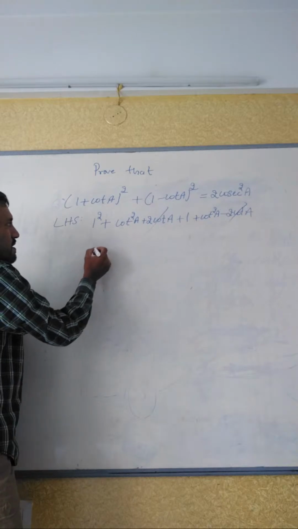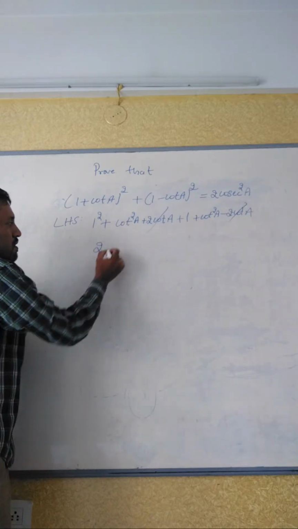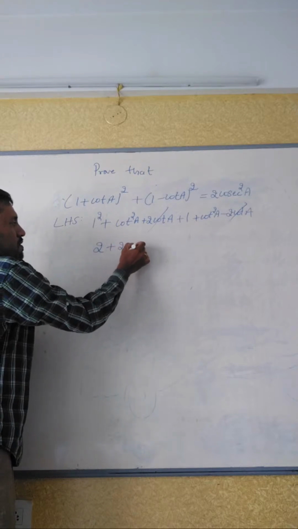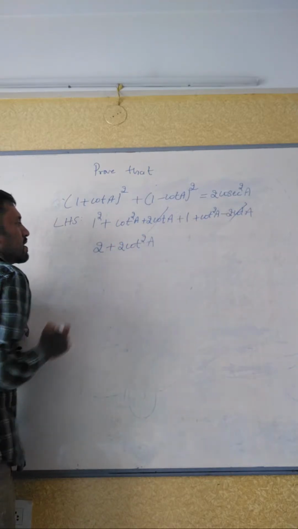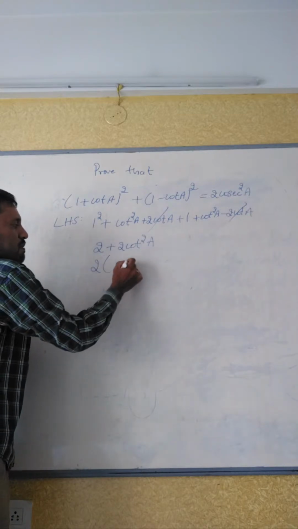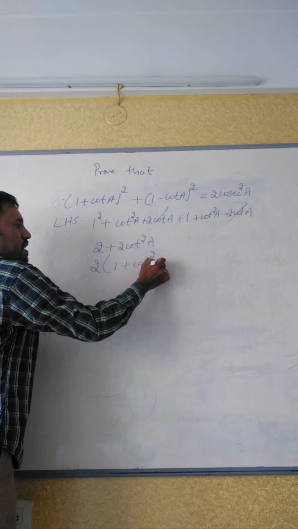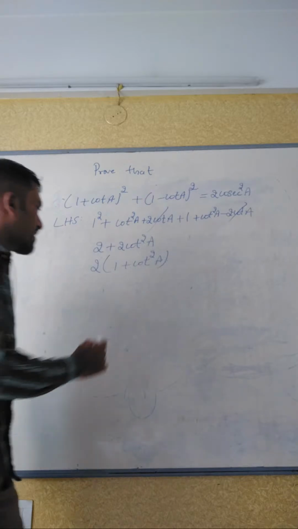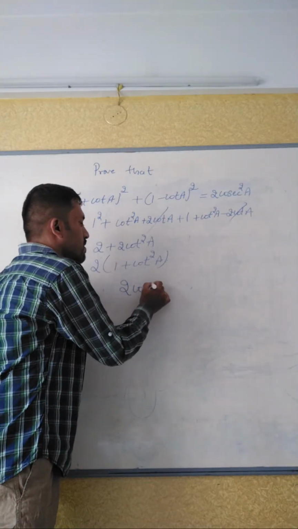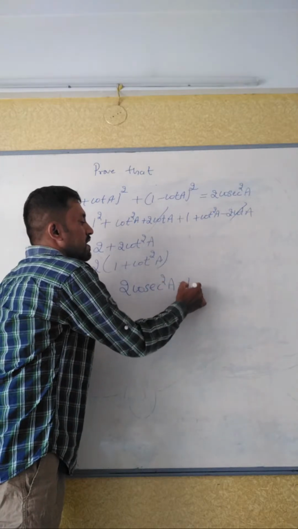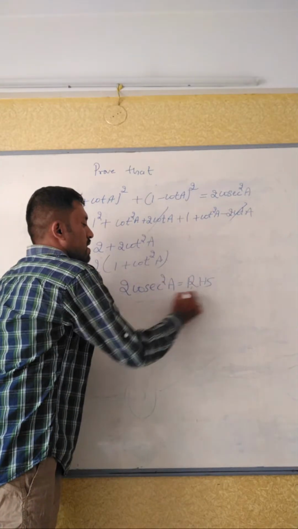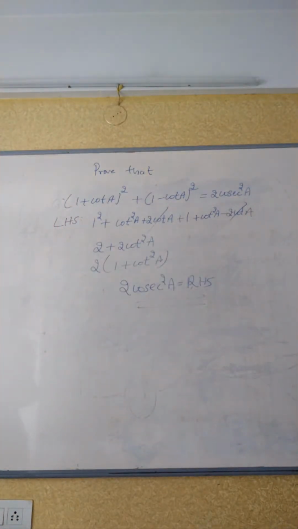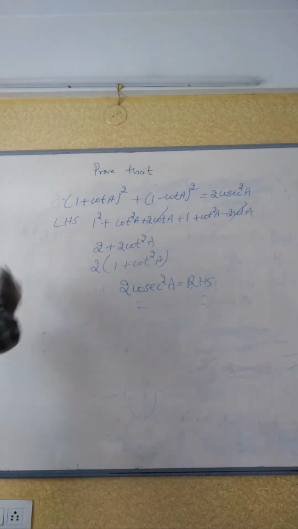The remaining answer is 1 plus 1, 2, cot squared A plus cot squared A, 2 cot squared A. 2 common factor, 1 plus cot squared A. And 1 plus cot squared A is the identity cosecant squared A. 2 into cosecant squared A, which is the required right hand side. LHS equal to RHS, hence proved. I'll take the next question.